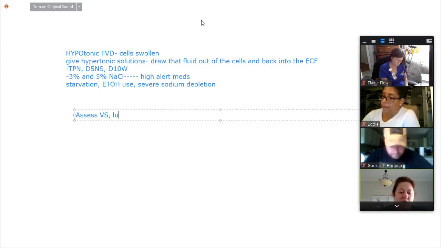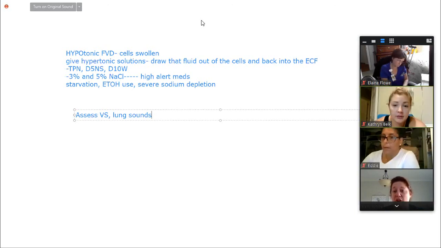We're also going to assess their lung sounds, right? Because if we are bolusing these patients 1 liter after another, what are we putting them at risk for? We're putting them at risk for fluid overload. We're going to overload them and send them into congestive heart failure.